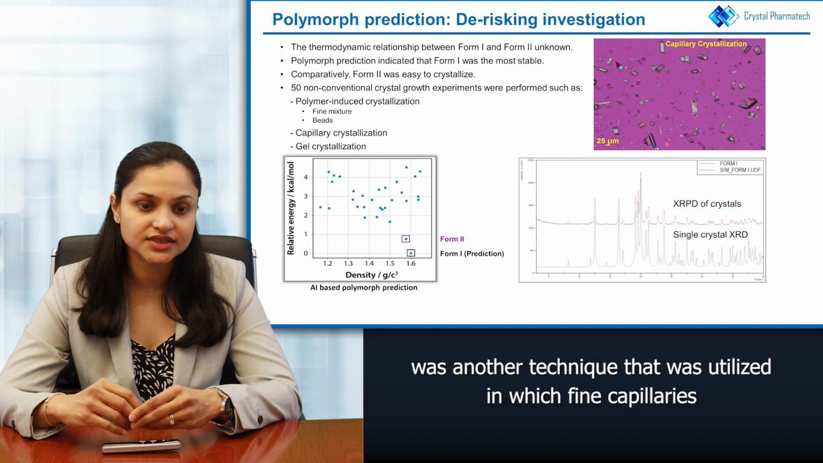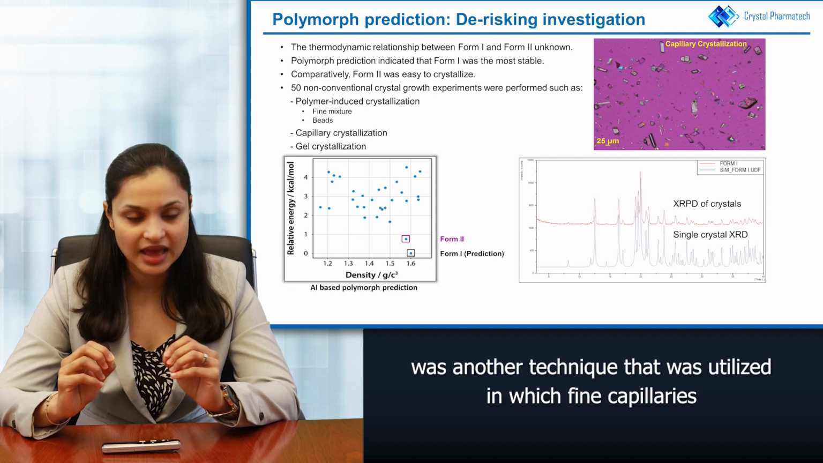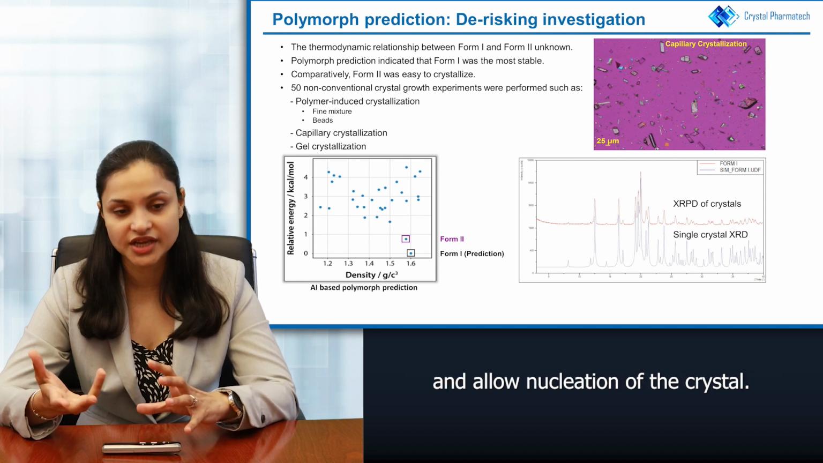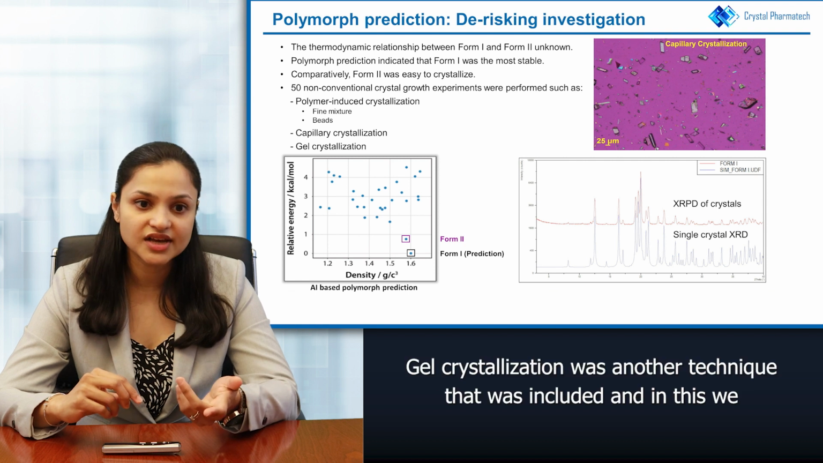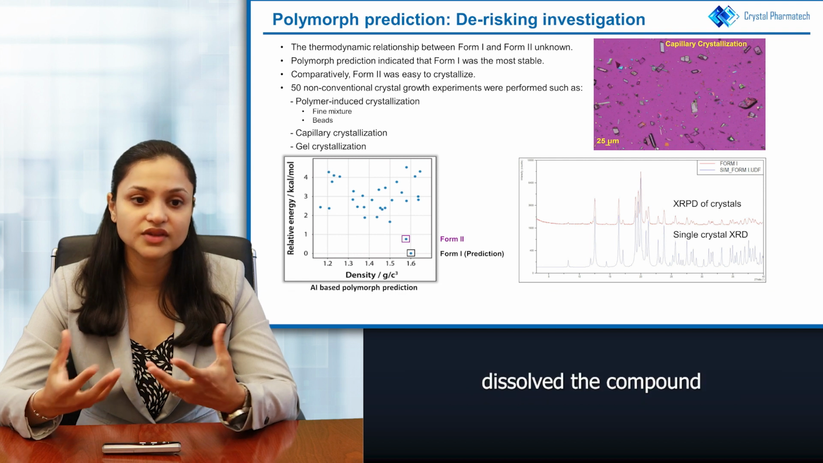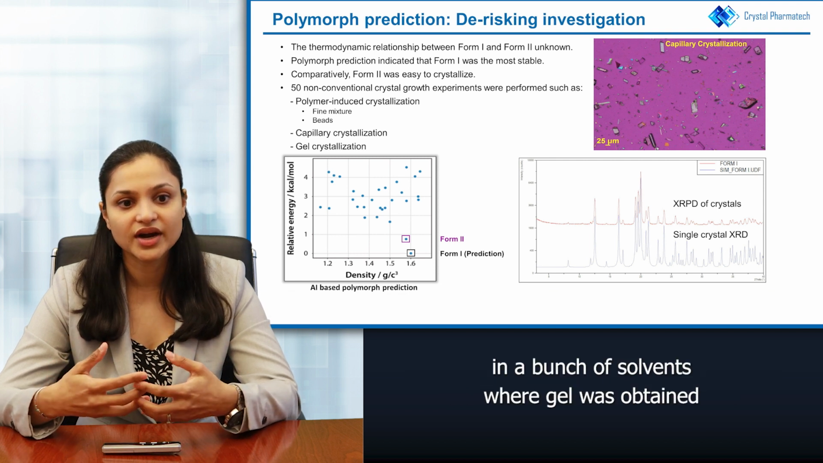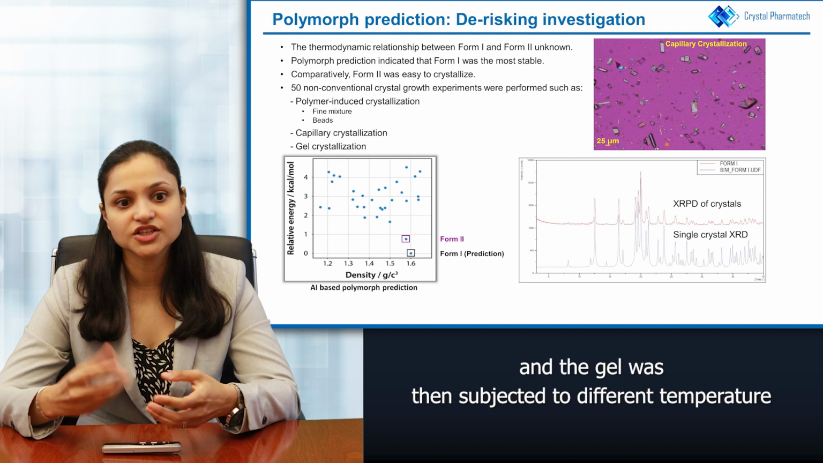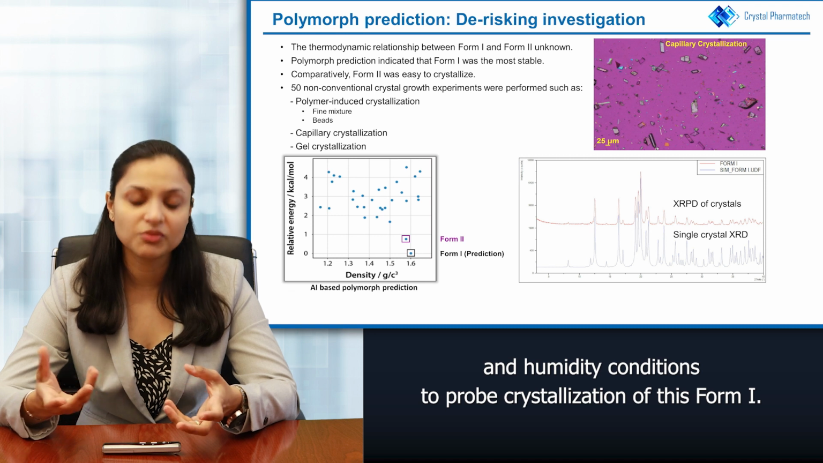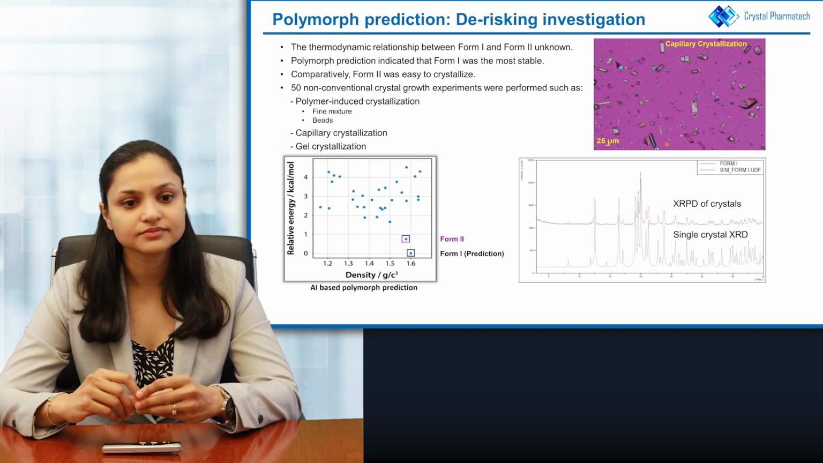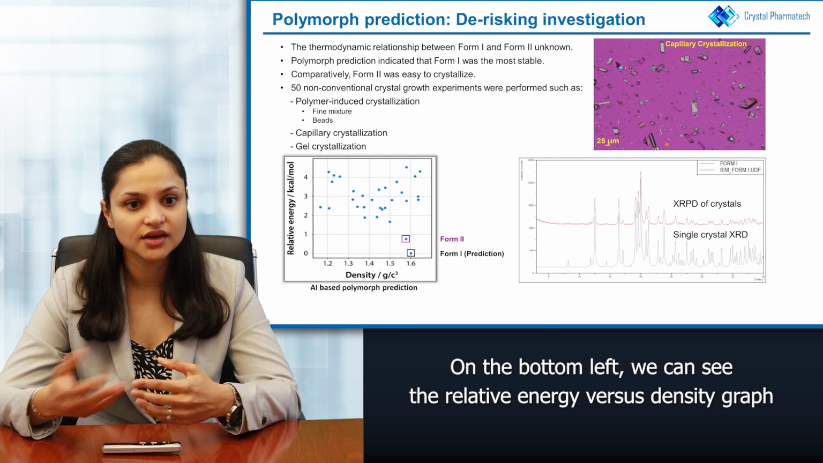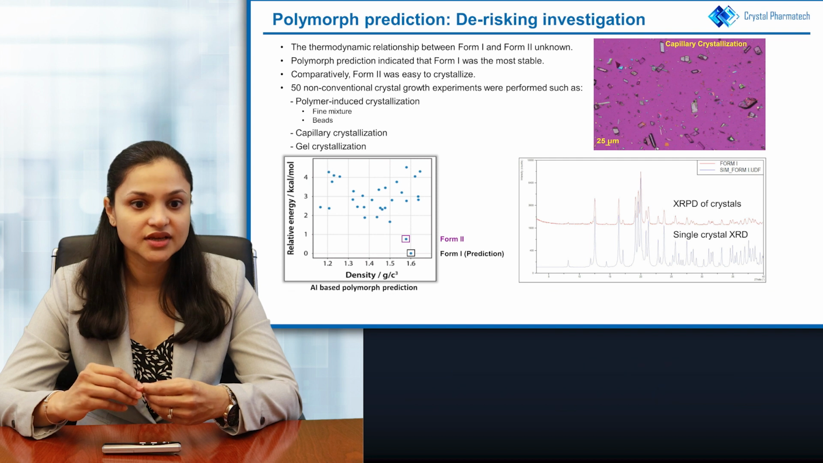Capillary crystallization was another technique that was utilized, in which fine capillaries are used to slowly evaporate the solvent and allow nucleation of the crystal. Gel crystallization was another technique that was included, and in this, we dissolved the compound in a bunch of solvents where gel was obtained, and the gel was then subjected to different temperature and humidity conditions to probe crystallization of this form 1.